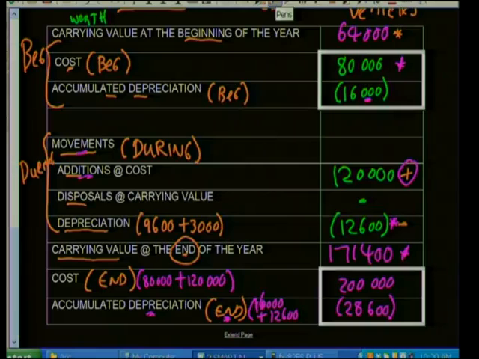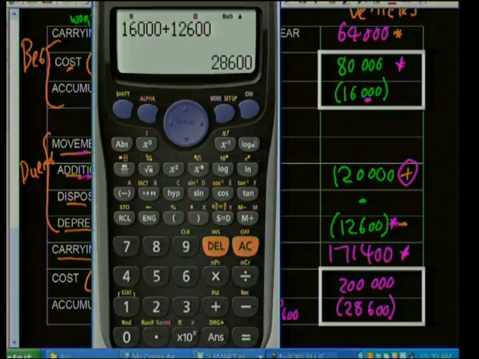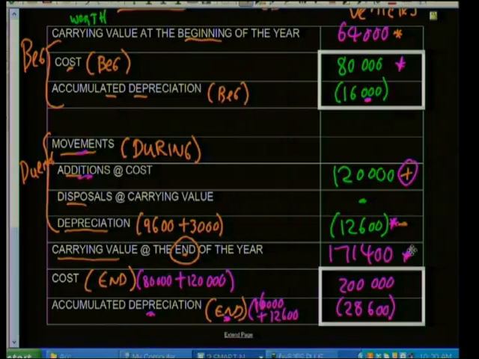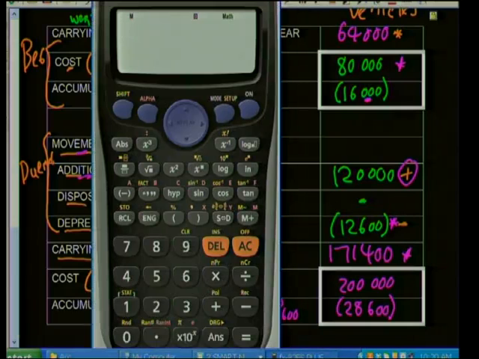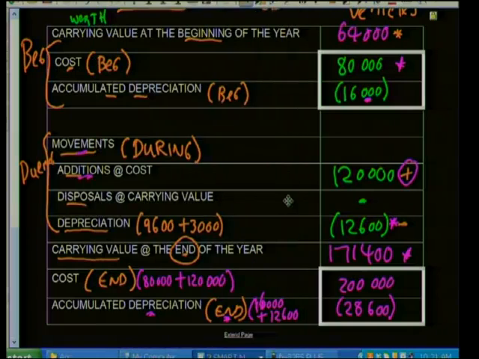Okay, right, so let's get our calculators out again. We want to check whether this carrying value total is correct. So I'm taking my cost at the end of the year, 200,000, minus 28,600 to give me 171,400. Which means I didn't make a mistake. It's absolutely correct.